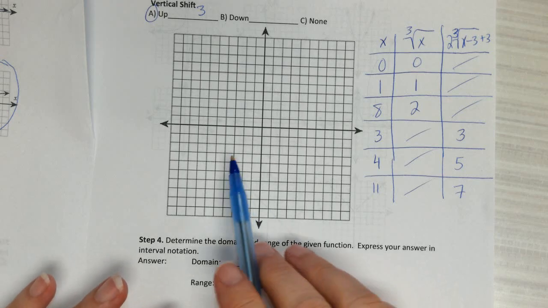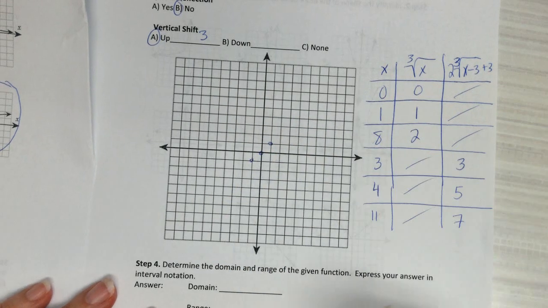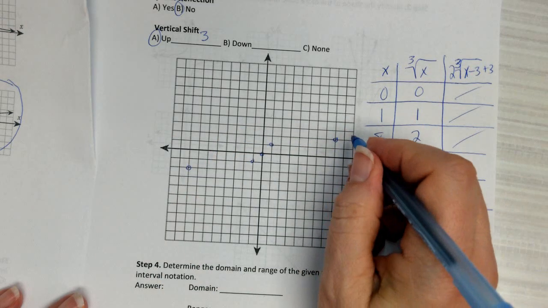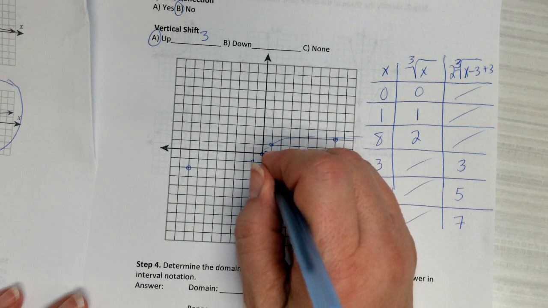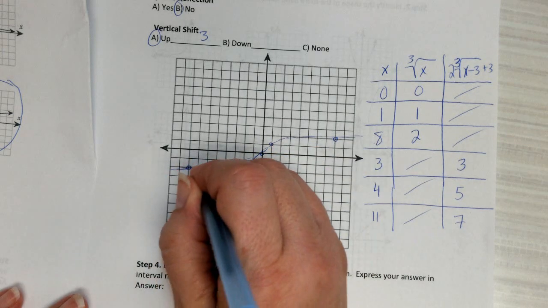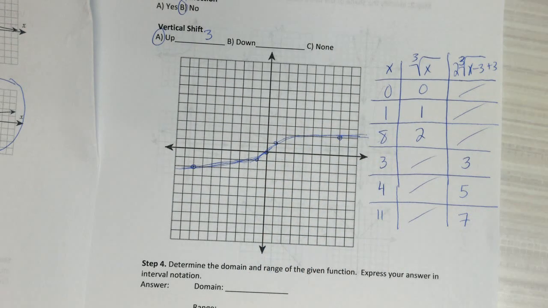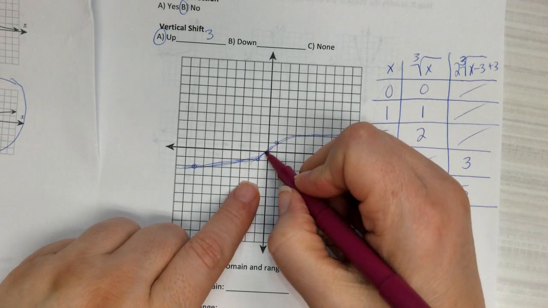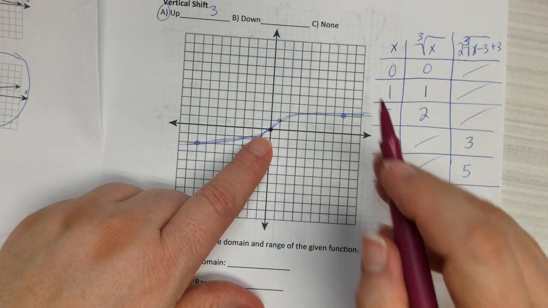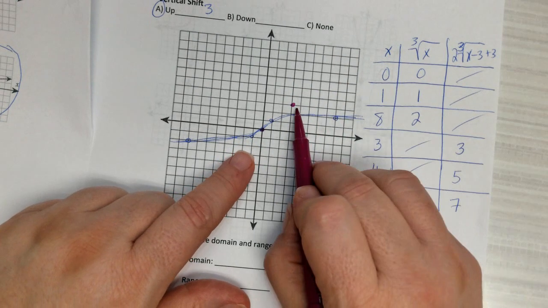Okay, so remember the cube root is that flat one. You've got 0, 0, 1, 1, and then 8, 2. Okay, we've got nice symmetry here. It's looking kind of flat. So this 0, 0, the center of this function where it has the point of inflection, shifted from 0, 0 to 3, 3. Okay? So think of this as my new center.